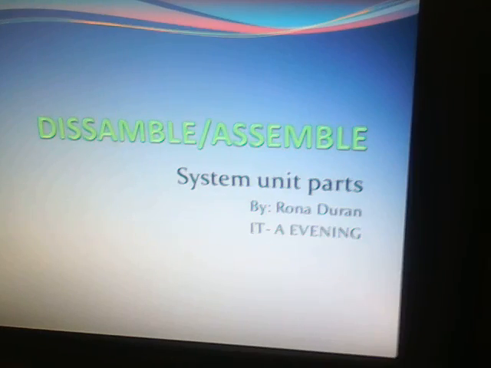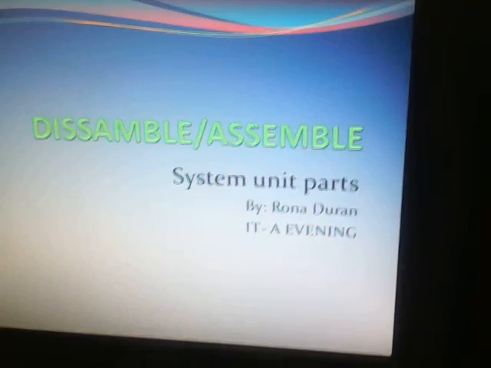Disassemble and assemble system unit parts by Ronald Duran, IPA.